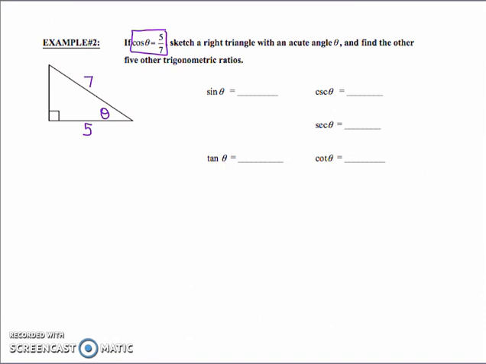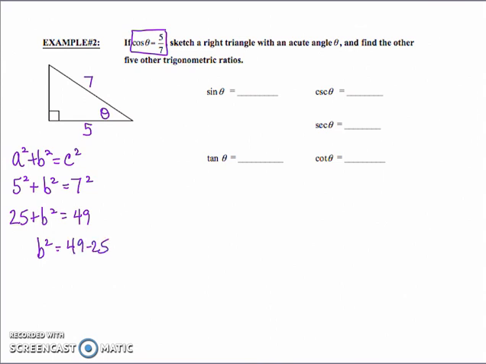So now if we want to find the other leg of our triangle, which we're going to need to do in order to find the other 5 trig ratios, since this is a right triangle, we can use the Pythagorean theorem. We know that a squared plus b squared is equal to c squared. So in this case, 5 squared plus b squared, and again, we don't know what our b is there, that other leg, is going to be equal to 7 squared. So we can go ahead and do the math here. This will be 25 plus b squared is equal to 49. If we subtract the 25 over to the other side, then we'll have b squared is equal to 49 minus 25.